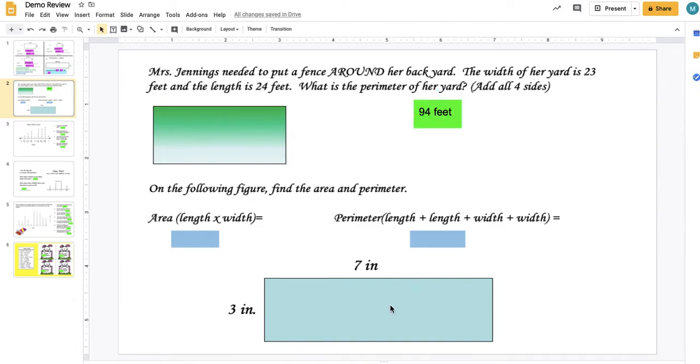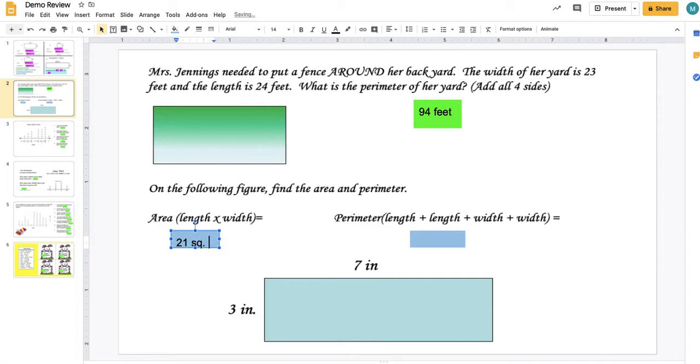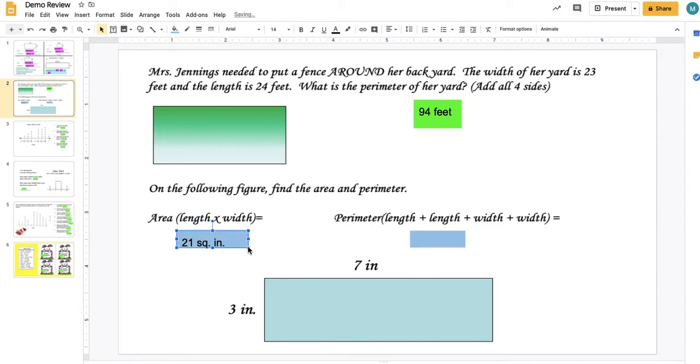Next, I'm looking at this blue rectangle and I'm supposed to be finding the area and the perimeter. Note here, area again, I'm multiplying the length times the width. So I'm doing 3 times 7. I'm getting 21 square feet, or not feet this time, looks like this time it's inches. I can make this text box bigger if I need to. 21 square inches.